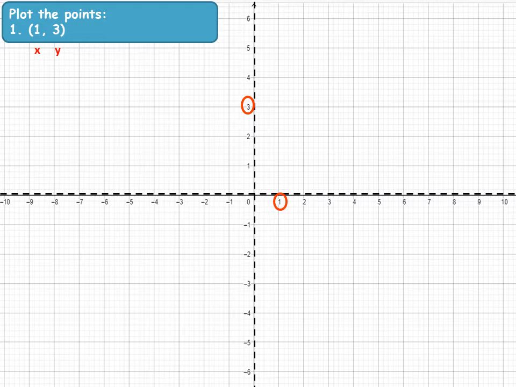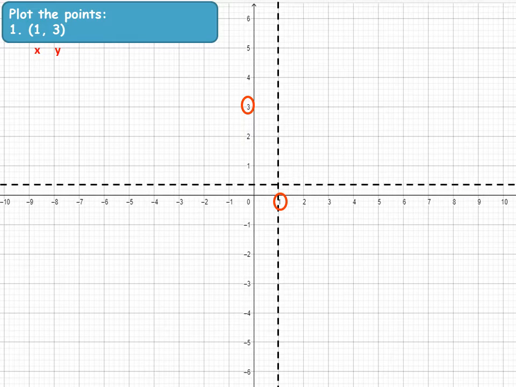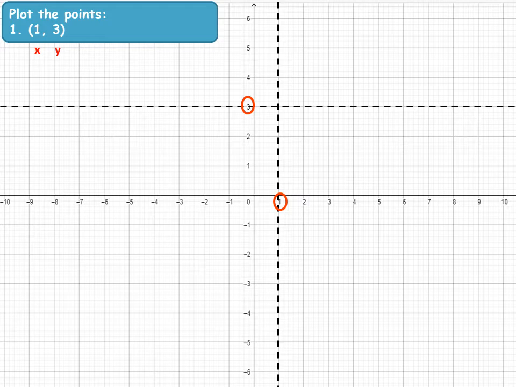So let us trace the line. Okay, 1. We trace a line through 1 on the x-axis. We trace a line through 3 on the y-axis. So that point where the two lines meet, look at the point where the two lines meet. Yes, exactly. Very good. That's where the 2 points meet. And that's how we plot the point 1, 3. Let's do another example.